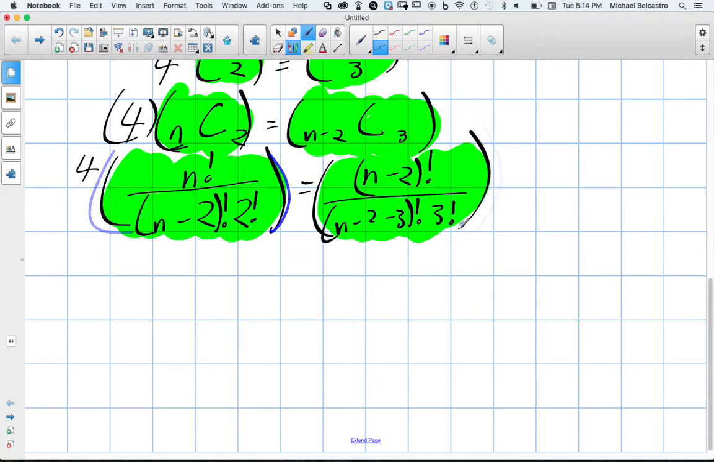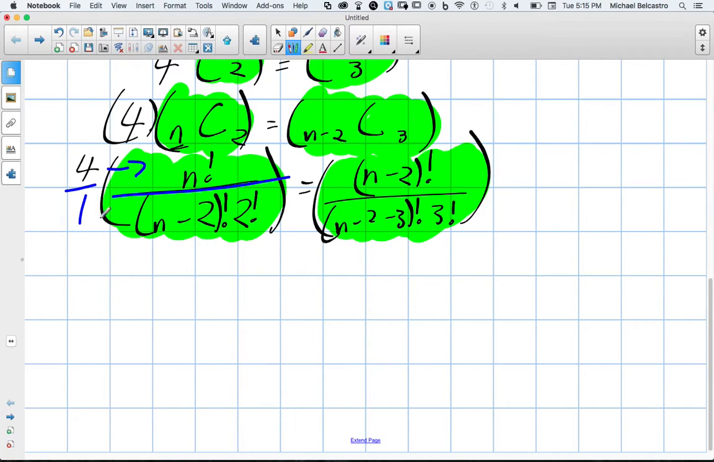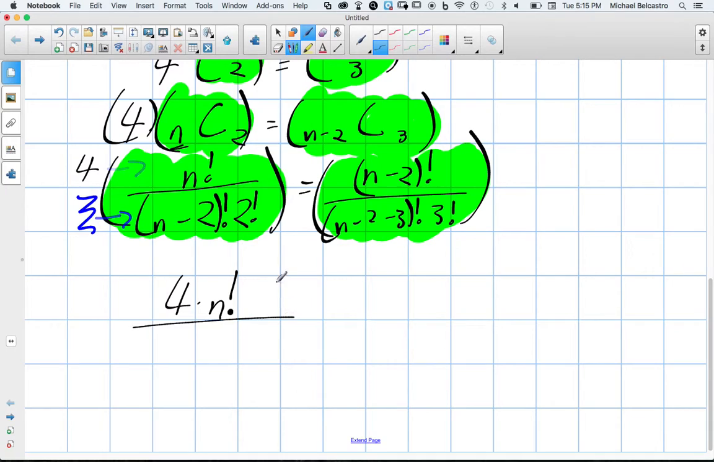So one thing we can do is try to work out what our factorials are. For instance, n factorial, there's not much I can do there, but I can distribute this 4. Think of this like being a fraction times a fraction. So it's 4 over 1 times that. I would do the top by the top, bottom by the bottom. The 1's not going to change anything, but we can write the top here as 4 times n factorial over 2 factorial. 2 factorial is just 2, so I'm going to bring that to the front. And then n minus 2 factorial.